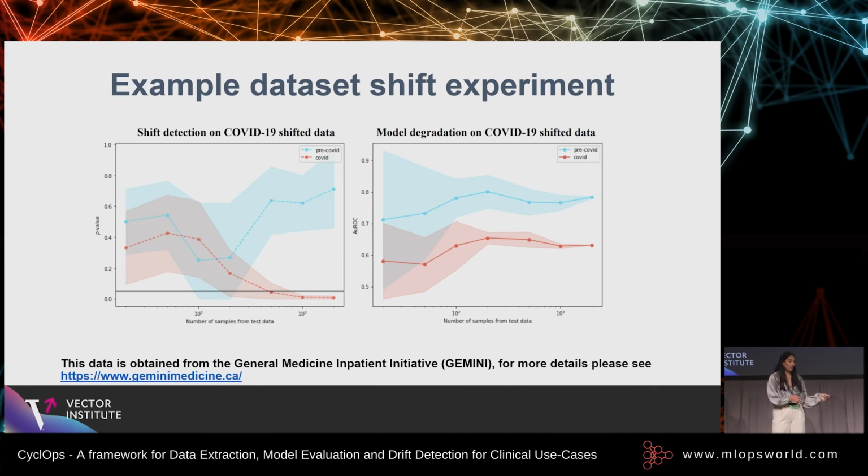We first used our pre-COVID data as our source data, and our COVID data as our target data. You can see that as we increase the number of samples along the x-axis, the p-value actually decreases for the COVID data. So you see a data set shift in the COVID data, but in the pre-COVID data, which is our baseline, you're not seeing that shift.